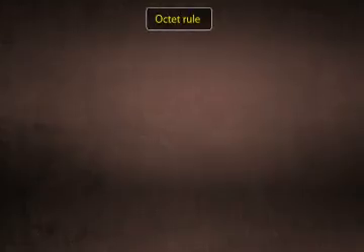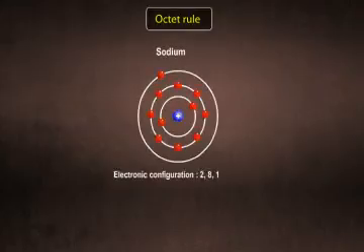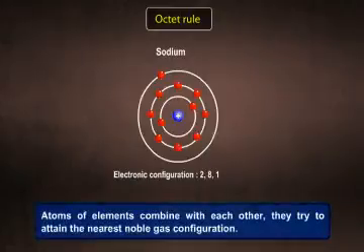You know what the octet rule is? I'm sure you at least know that everyone loves stability, and elements are no different. Look at the electronic configuration of sodium. You see that? Now, when atoms of elements combine with each other, they try to attain the nearest noble gas configuration. Why? Because noble gases are very stable. So in the process of combination, elements try to attain the configuration of a noble gas.